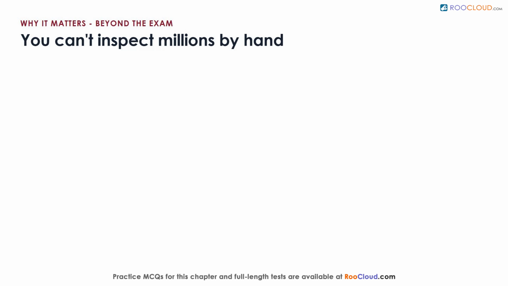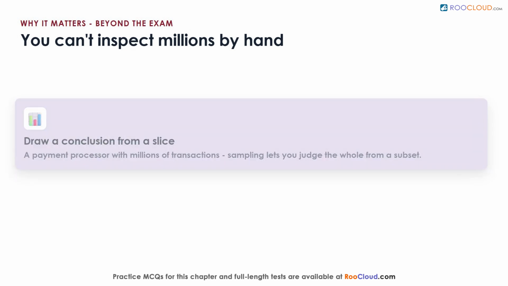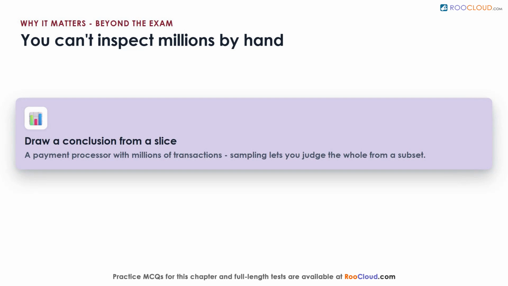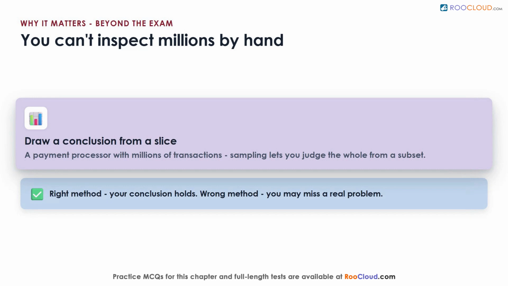Why does this matter beyond the exam? Because you can rarely test everything. Imagine a payment processor with millions of transactions. You can't inspect every one by hand. Sampling lets you draw a sound conclusion from a slice. Choose the right method, and your conclusion holds up. Choose poorly, and you may miss a real problem.